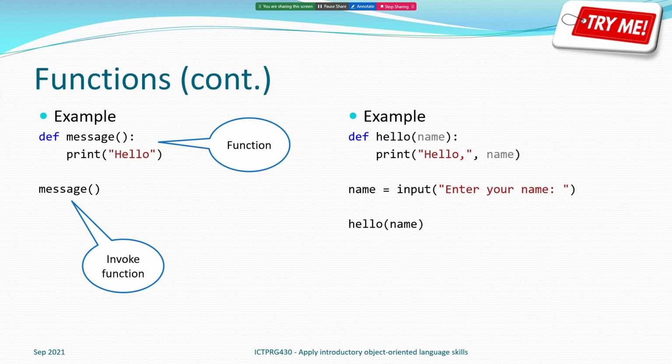So the rule is, before you can invoke it, it's got to be defined. So it doesn't matter how far above your coding that the function has been defined, but it must be defined before you can invoke it. Remember, Python reads left to right, top down.